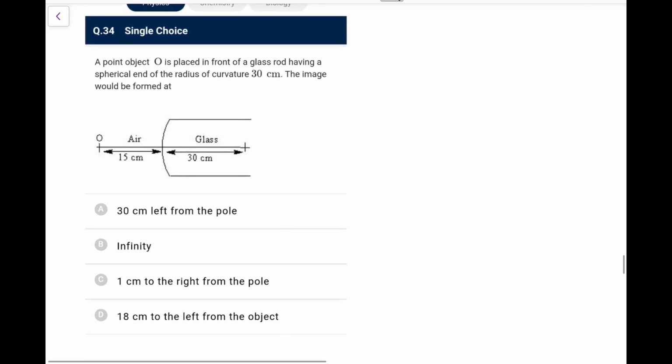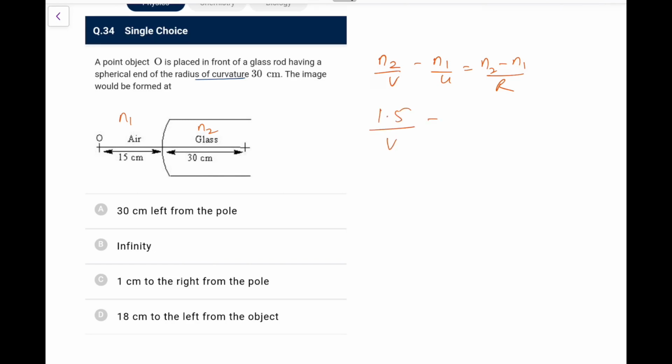Point object O is placed in front of a glass rod having a spherical end of radius 30 centimeter. The image would be formed at, okay. So we have this as n1, this has n2, applying the formula n2 by v minus n1 by u equals n2 minus n1 by r. What is n2? Glass, are you given the value? No, you are not given the value. So I am taking 1.5 as standard data. I am solving 1 upon minus 15, n2 minus n1 is 0.5, radius would be plus 30.